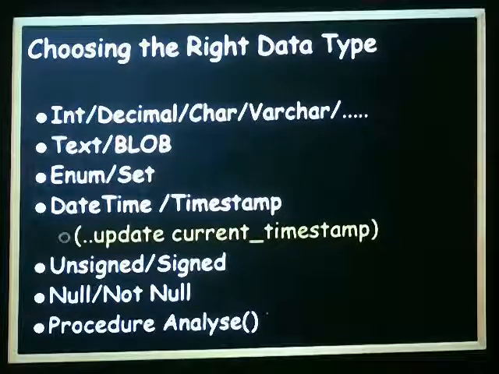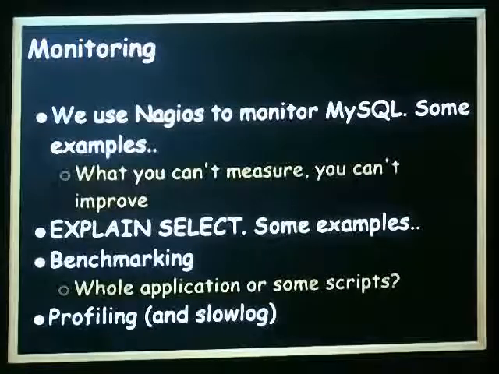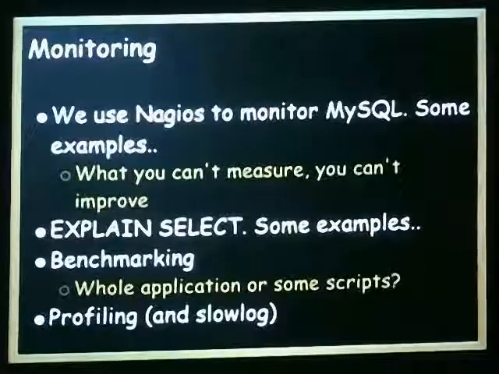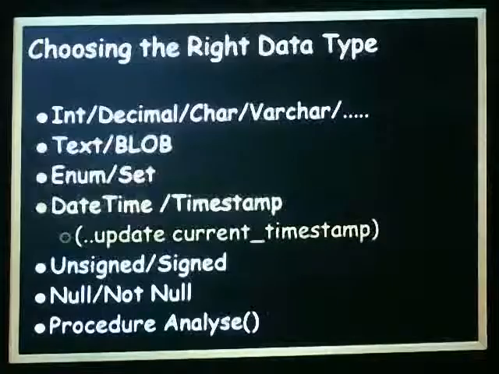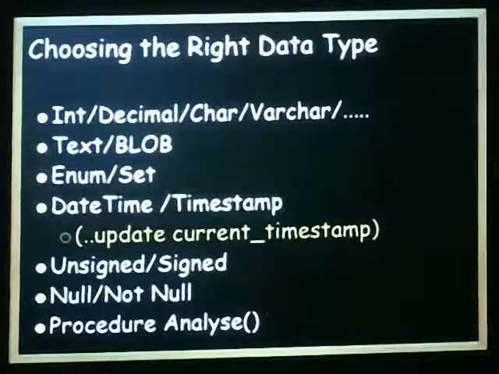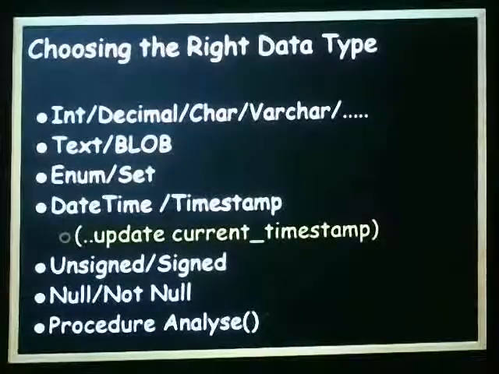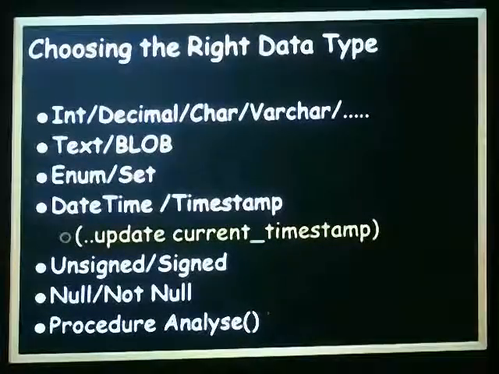Okay. So again, the things that are important here are Nagios, for me, and explain statements. Those are very important. If you have those two things, then you're already doing quite a lot to speed things up. Here, I would say text, signed and unsigned. Procedure Analyze, if you want to play around with it, but I don't recommend it that much.